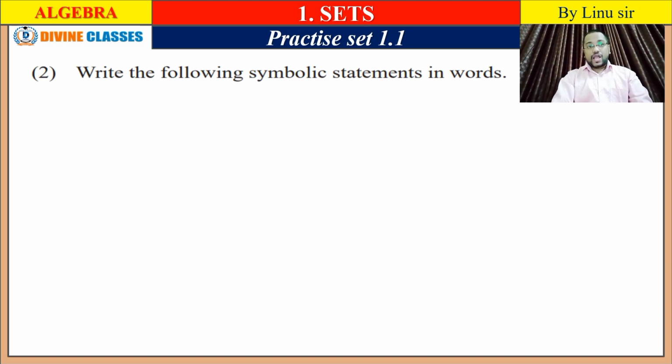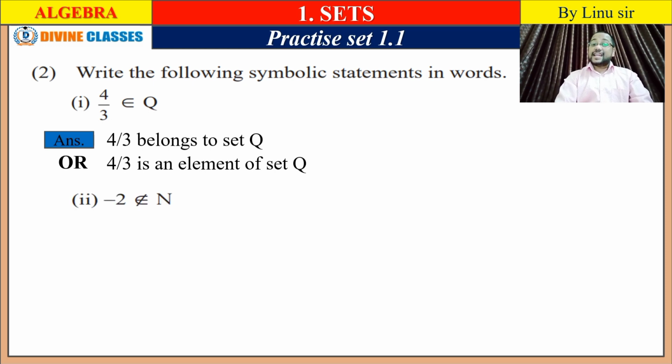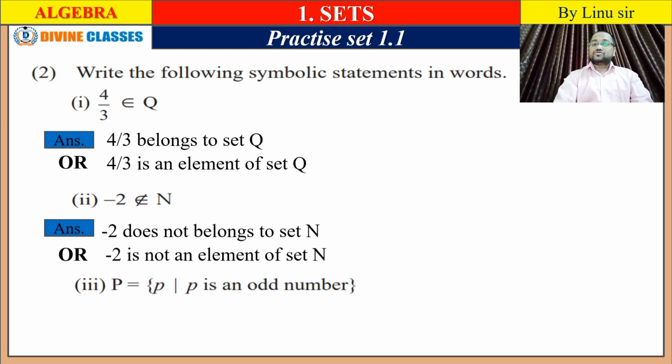Question number 2, write the following symbolic statements in words. It is a symbolic statement and we have to write it in words. So the first question is 4/3 ∈ Q. That ∈ sign is a Greek letter, it means belongs to. So we write it in statement form: 4/3 belongs to set Q, or 4/3 is an element of set Q. Next one is does not belong to. So your answer will be: -2 does not belong to set N, or -2 is not an element of set N.